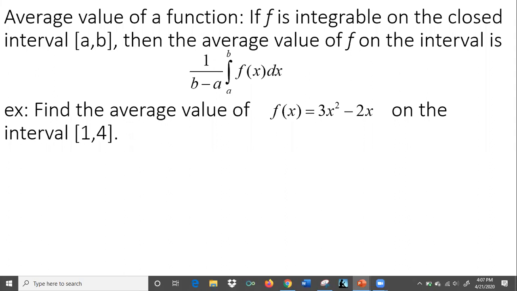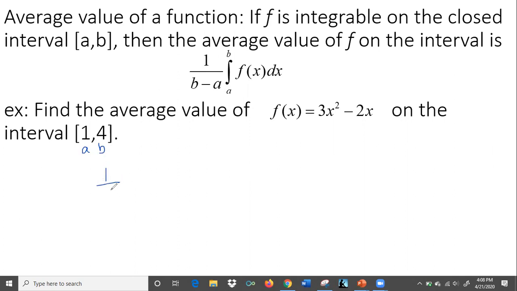Now, if the function f is integrable on a closed interval [a, b], then the average value of the function f on the interval is going to be 1 over b minus a multiplied by the integral of f of x dx from a to b. Okay, so this is just a general formula for you to have. There will be questions asked like this. This is just giving you the average y value of the function in between those bounds.